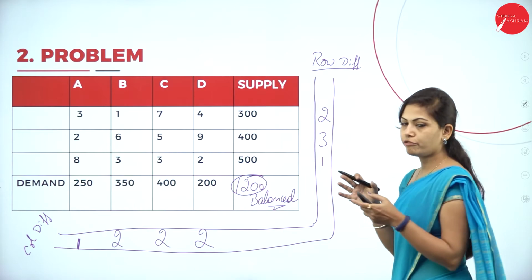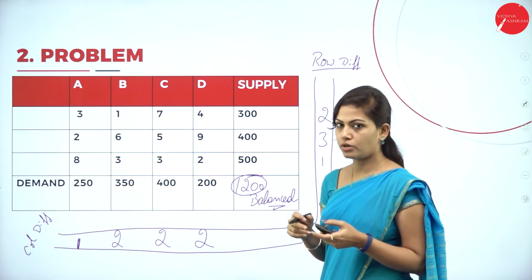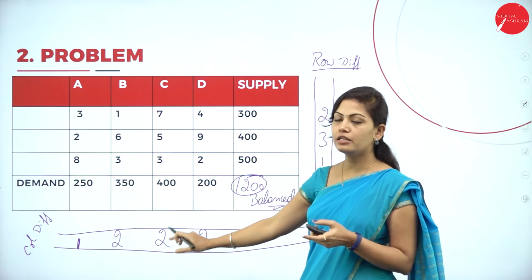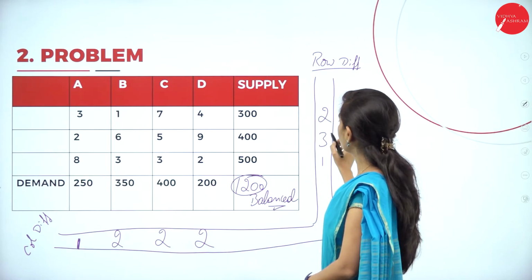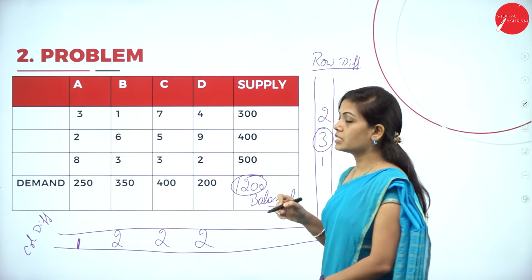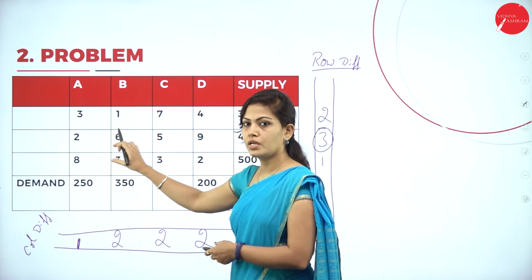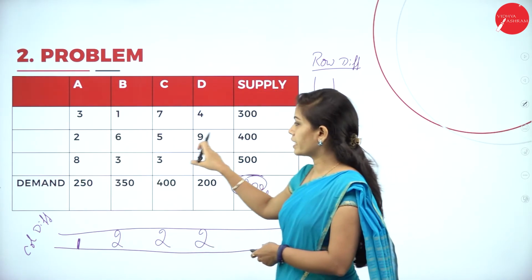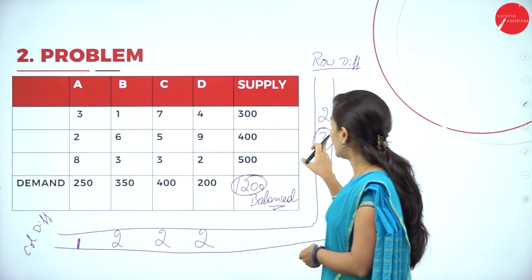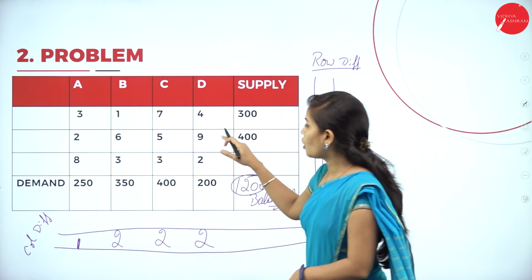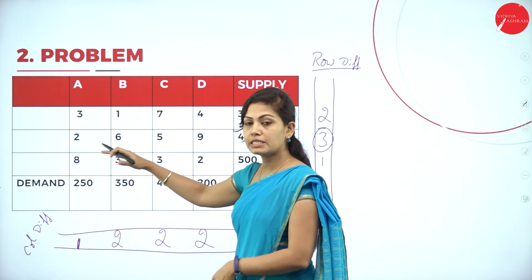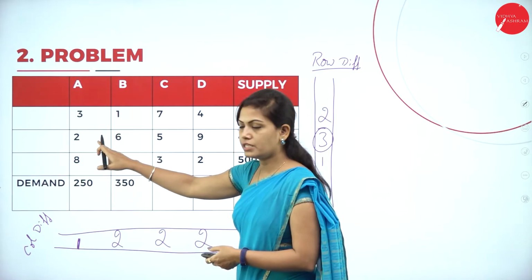So now you can find the highest penalty cost out of this row difference and column difference. Out of this, 3 is the highest penalty cost. So I will consider this second row as the highest penalty cost. So out of these values, which is the least value? 2 is the least value.